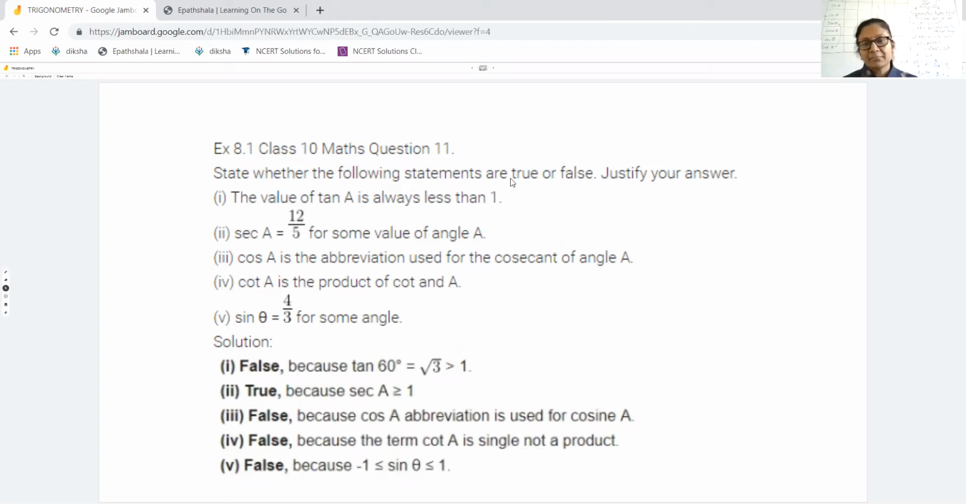State whether the following statements are true or false and justify your answer. The justification is very important, all right? Now, the value of tan A is always less than 1. Why do you say the value of tan A is always less than 1? Specific angles are not required for this. The value of the tan of any angle in a right angle triangle is always less than 1. Can you justify the statement?